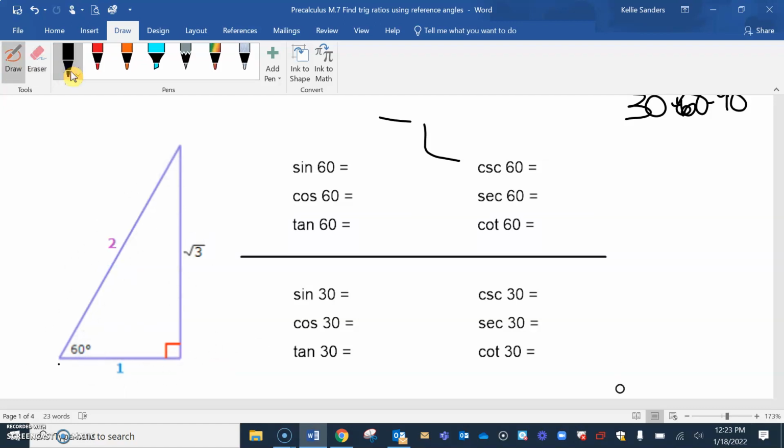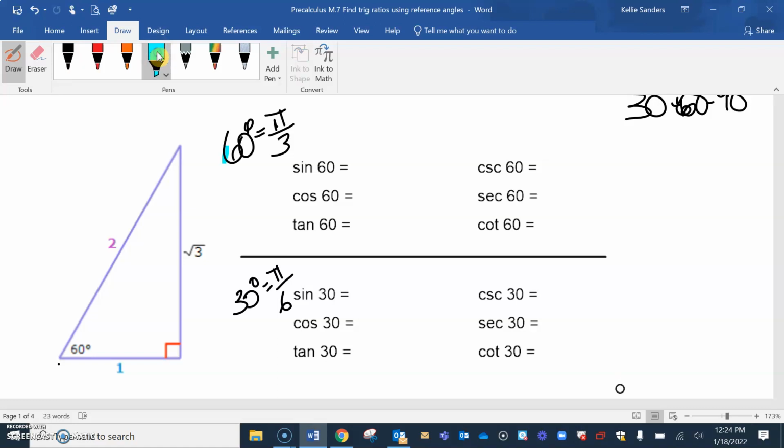And before I begin, I'm trying not to forget that when we talk about 60 degrees, 60 degrees is the same thing as pi over 3 in radians, and 30 degrees is the same thing as pi over 6. So the way that I remember it, the 6 and the 3, and the 3 and the 6. So let's see right here.